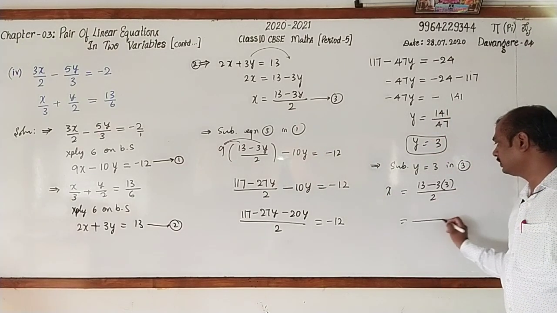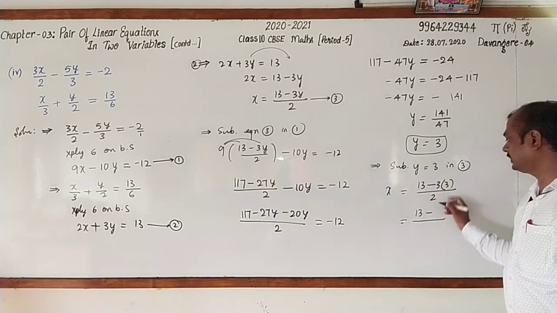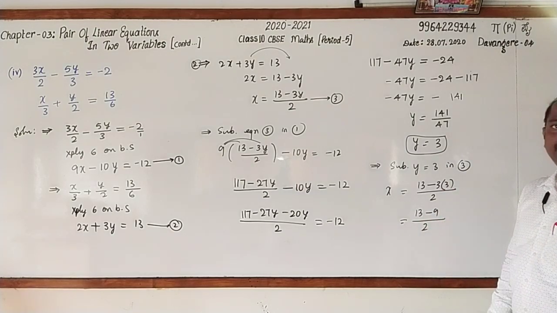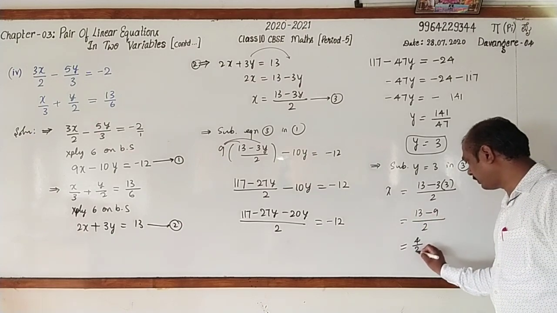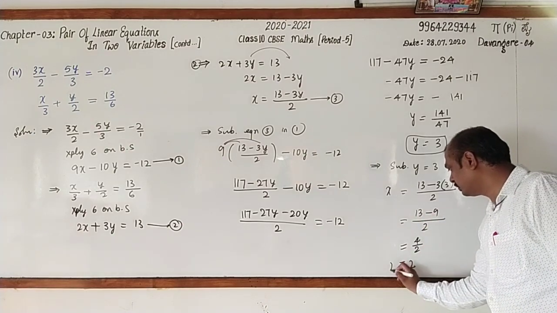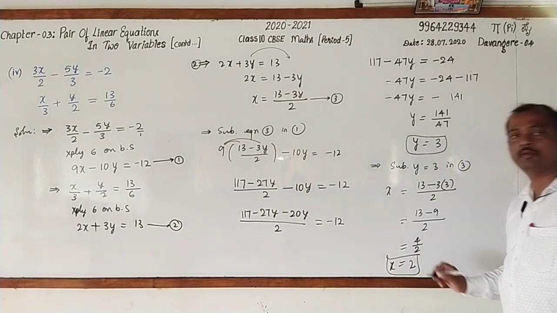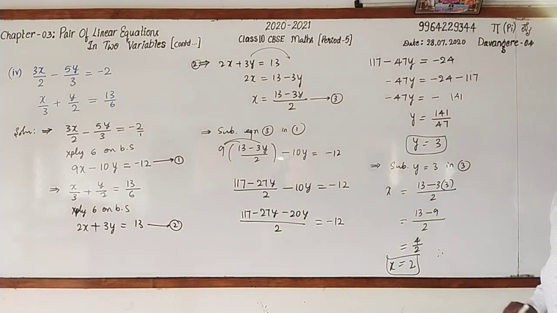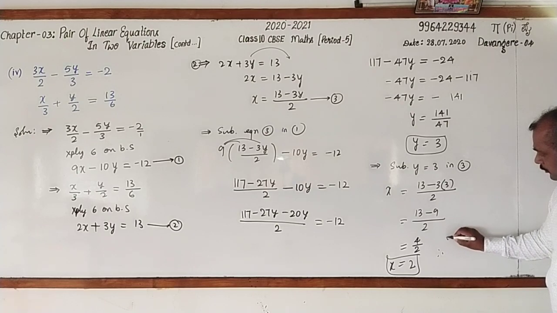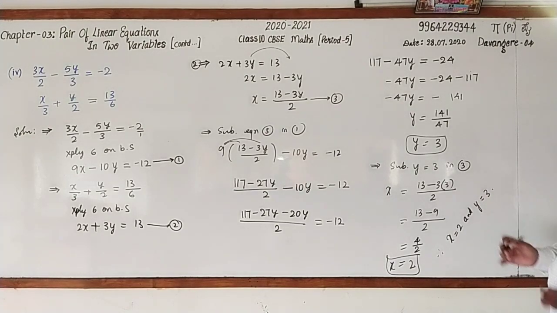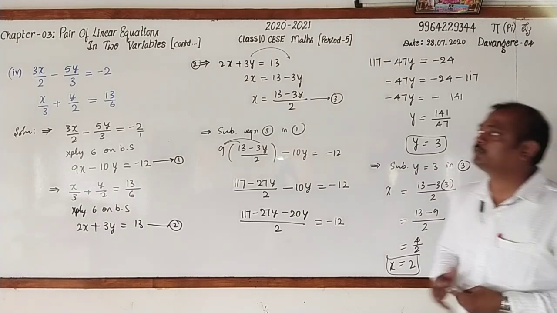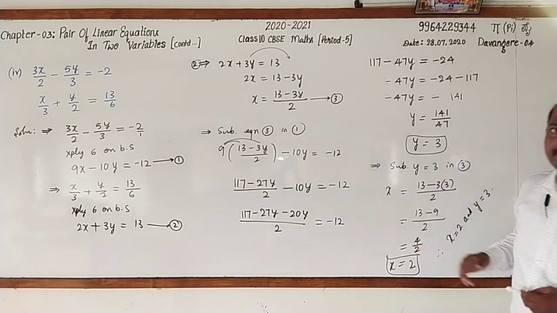It is equal to 13 minus 3 3s are 9 by 2. It is equal to 13 minus 9, 4. 4 by 2. It is equal to 2. Hope that you have understood. Conclusion. Here are right. Therefore, x equal to 2 and y equal to 3. Got it? Yes. Please go for copying from there to here.